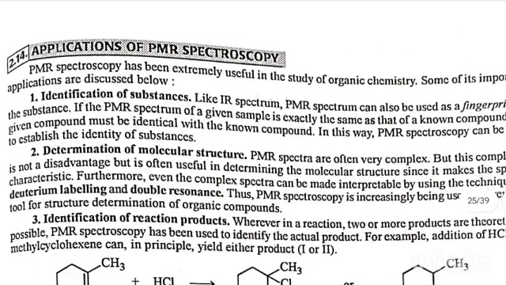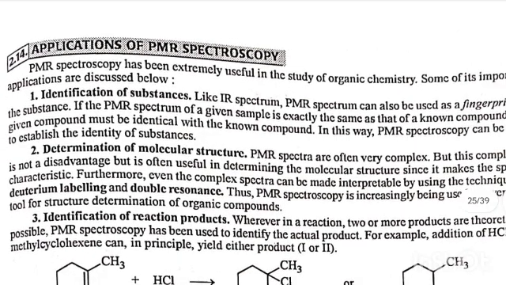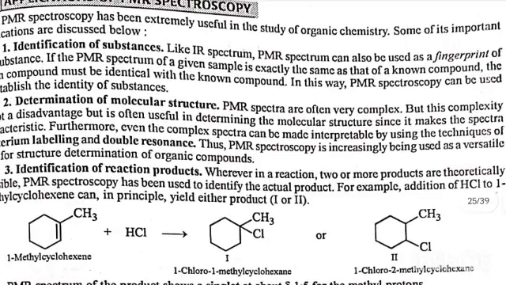PMR spectroscopy has been useful in the study of organic chemistry. Some of its important applications are discussed below. Identification of substances: like the IR spectrum, the PMR spectrum can also be used as a fingerprint of the substance. If the PMR spectrum of a given sample is exactly the same as that of a known compound, the given compound must be identical with the known compound. In this way, PMR spectroscopy can be used to establish the identity of a substance.